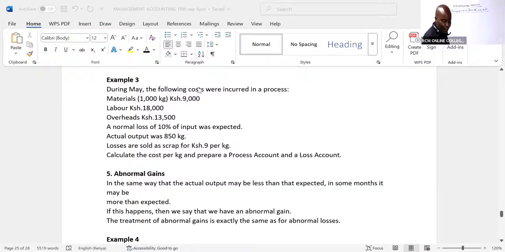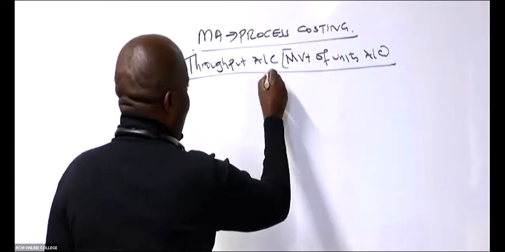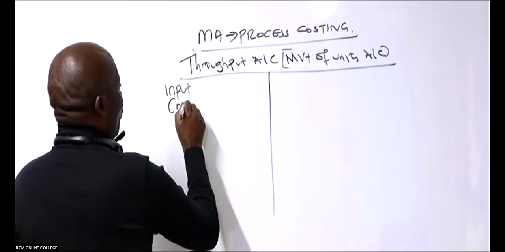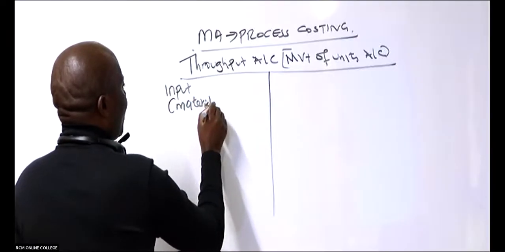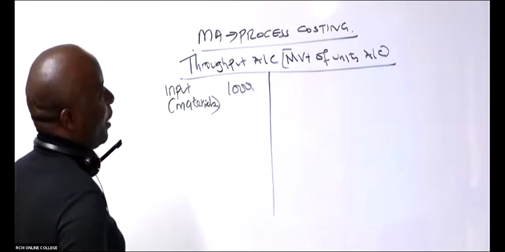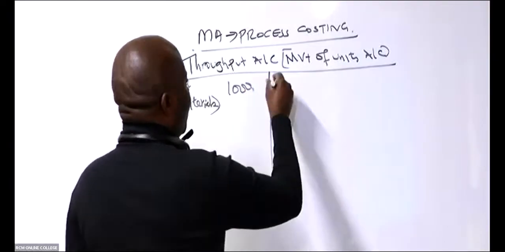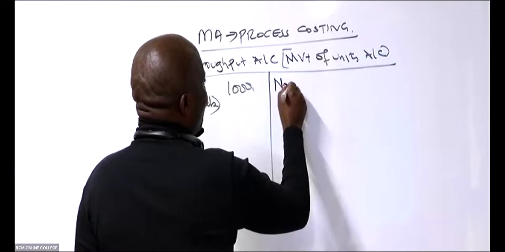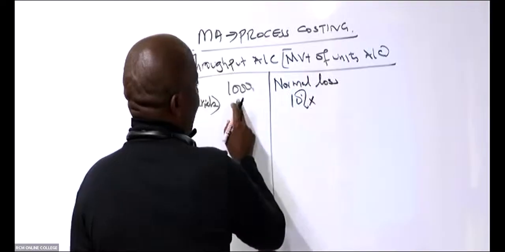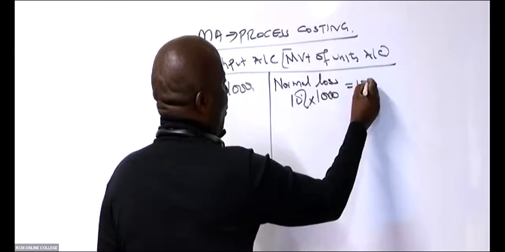And this is how it shall look like. It's just a normal T account. So we have our normal T account here. We have input in the form of materials, 1,000 kilograms being put in. And then, ladies and gentlemen, we have our normal loss. So what is our normal loss percentage? Normal loss, they have told us, is 10% of the input. 10% of 1,000 gives us 100.